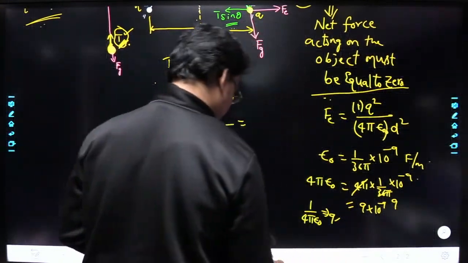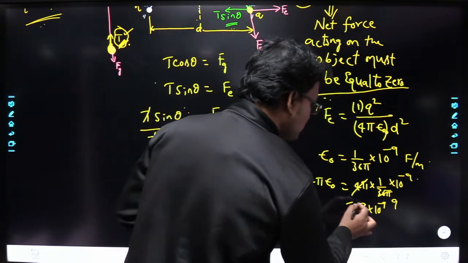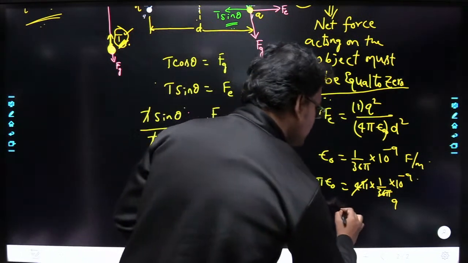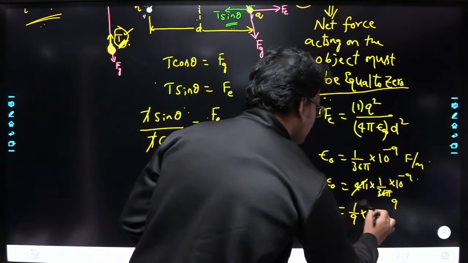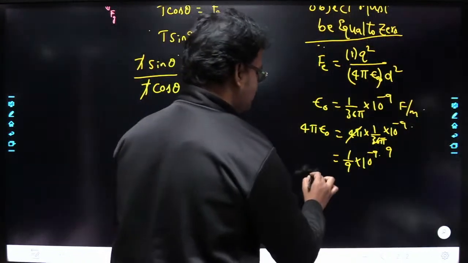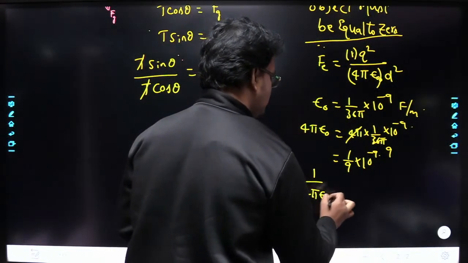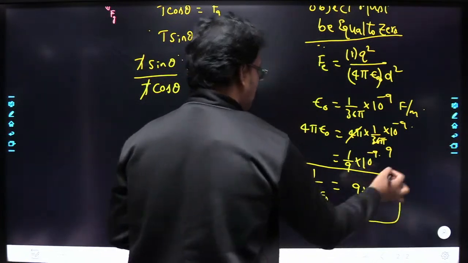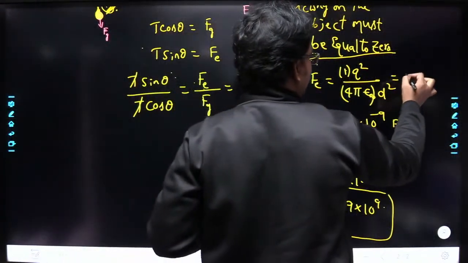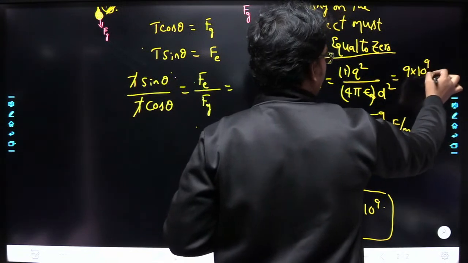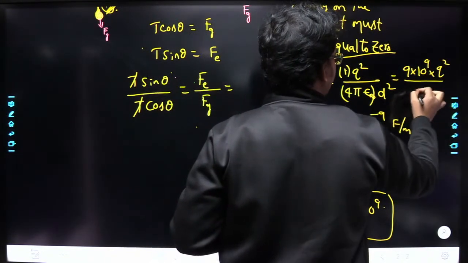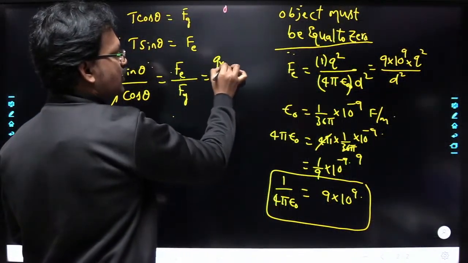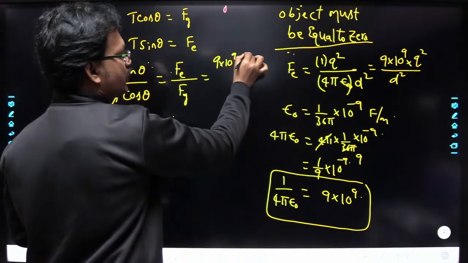Sorry, wait. It is not 9 into here, it is 1 by 9 into 10 power minus 9. So what is 1 by 4 pi epsilon naught? It is equal to 9 into 10 power 9. So here the electrical force I can write as 9 into 10 power 9 into q square divided by d square. Substitute that here: 9 into 10 power 9 into q square divided by d square.